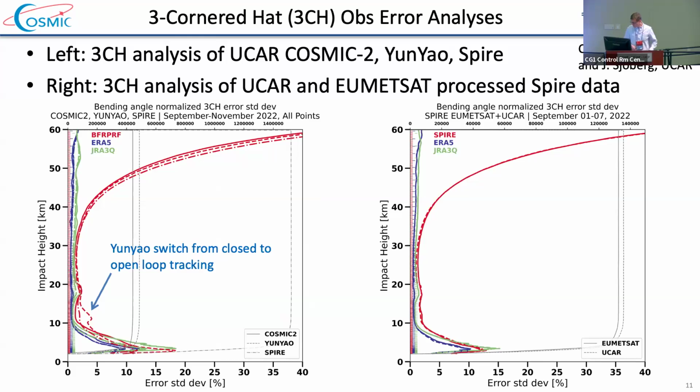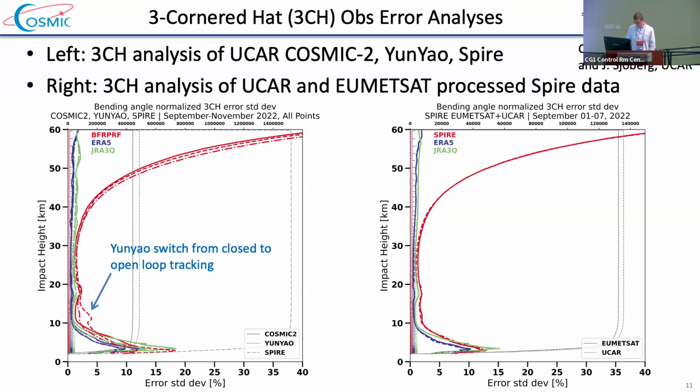So some results from Rick and Jeremiah on our team. Of course they've done a lot of three-corner hat technique analyses of the many RO data sets, including the ROMEX data set. So thanks to them for these results. On the left is a three-corner hat analysis. So you have to use at least 3 data sets. There are some models in here, 2 models, and then the buffer is here, the observations from the missions. And then we have 3 missions here: COSMIC-2, Yunyao, and Spire.